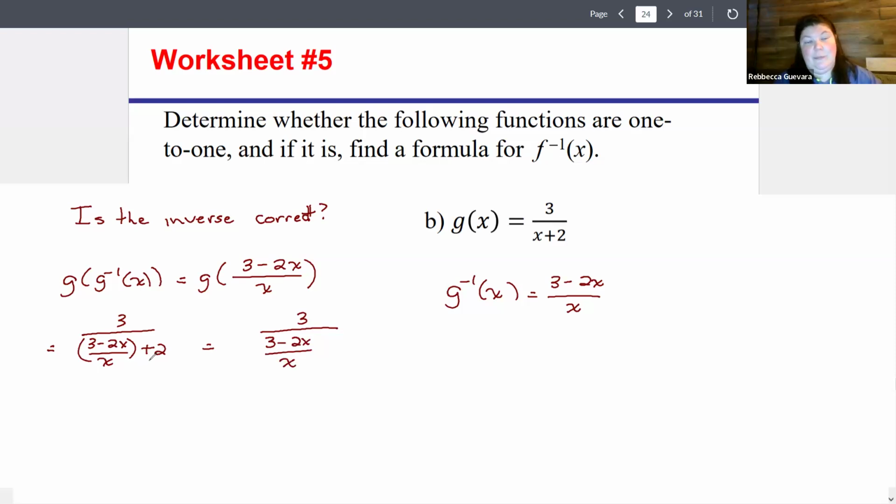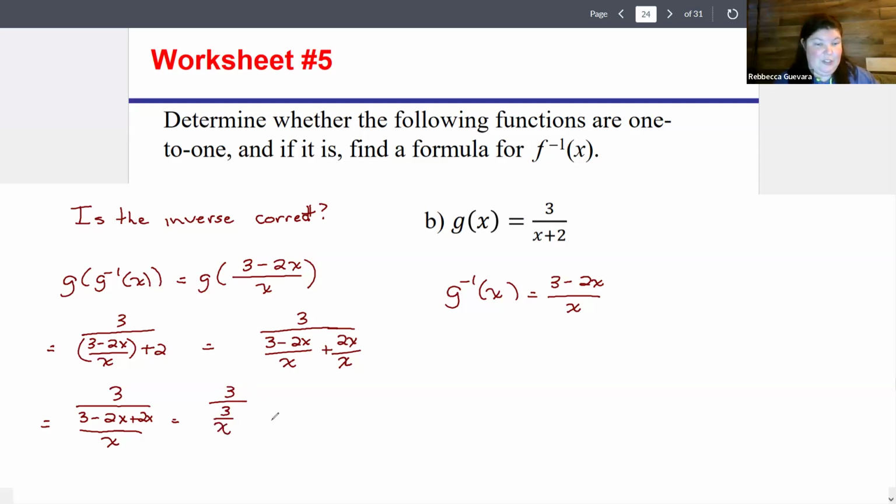So if we wanted to combine the denominators on the bottom, or combine the two in the bottom, we need to have this 2 have the same denominator. So I could rewrite it as 2x over x. Which means I would have 3 minus 2x plus 2x over x. So this simplifies to 3 over 3 over x.